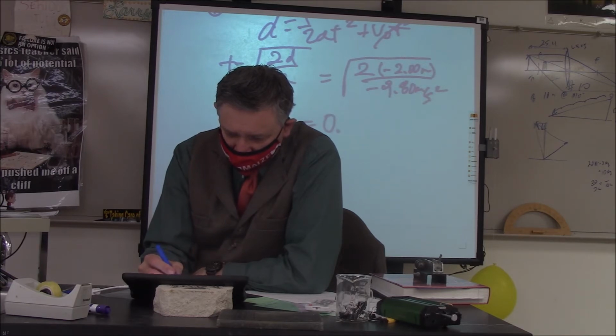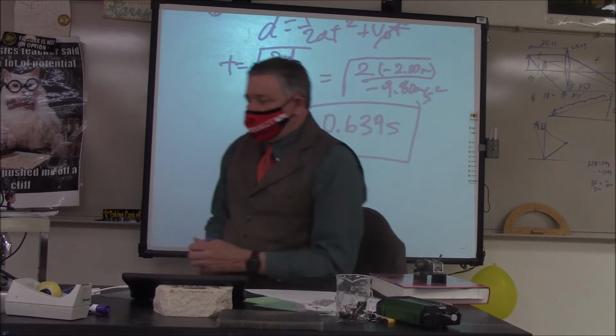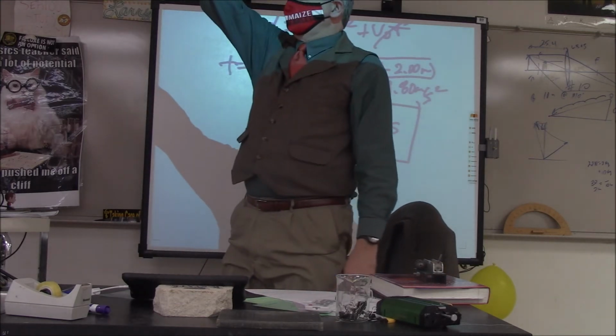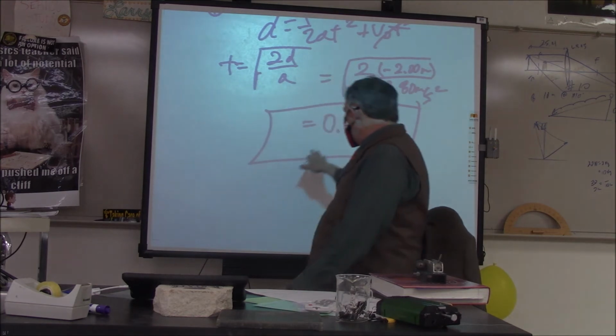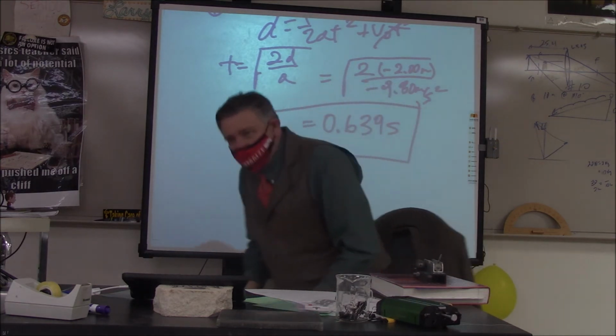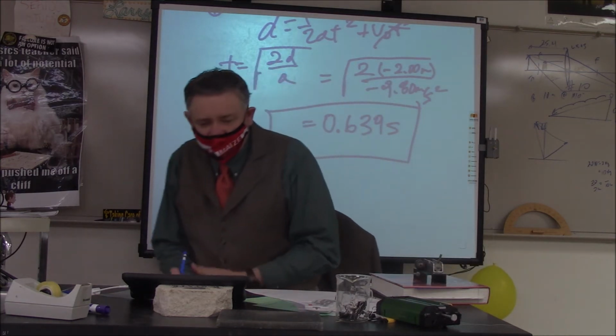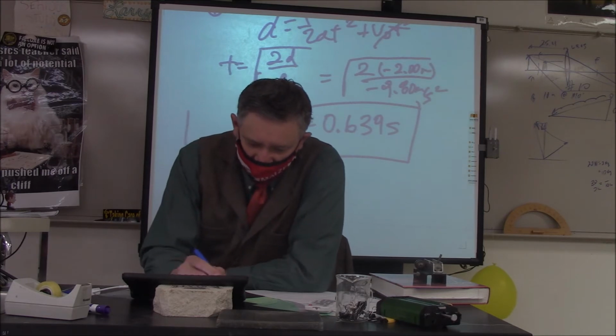0.639. Okay? So I'm going to hold it up here, right? I'm going to let go of it. So 1 Mississippi is about equivalent to 0.639 seconds. So that's how long it's going to be in the air. So our velocity time graph would start like this.